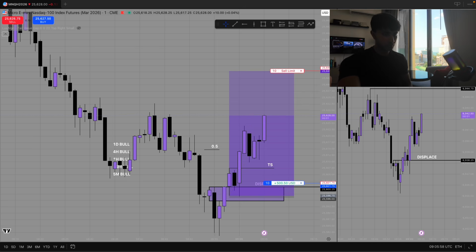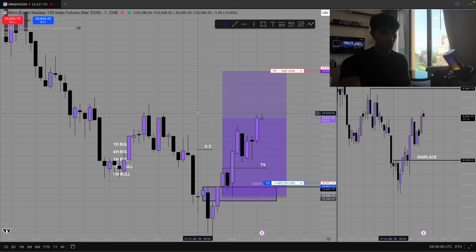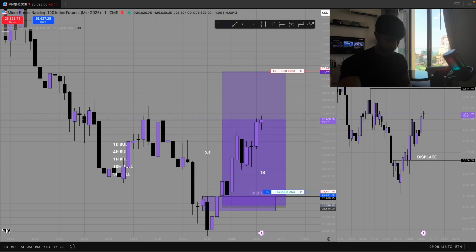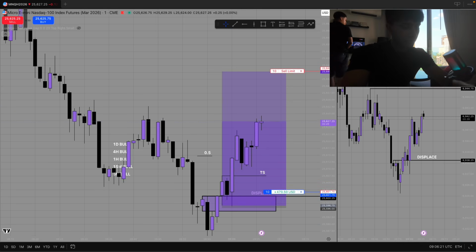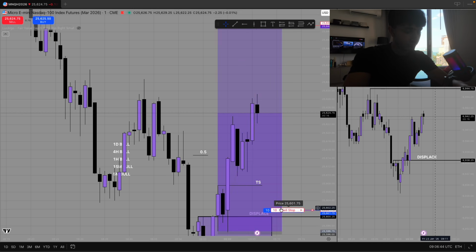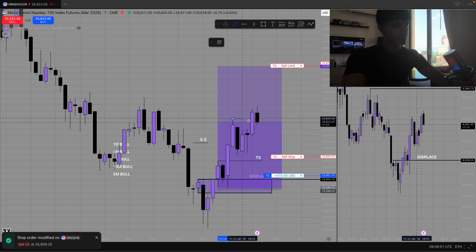There we go. That would have hit TP right there. We would have been out, fully out, up $515. And I got it wrong before. I got it wrong again. This is not good. However, we learn from these mistakes.